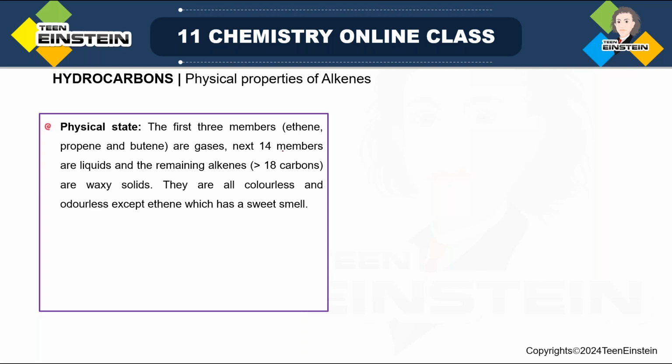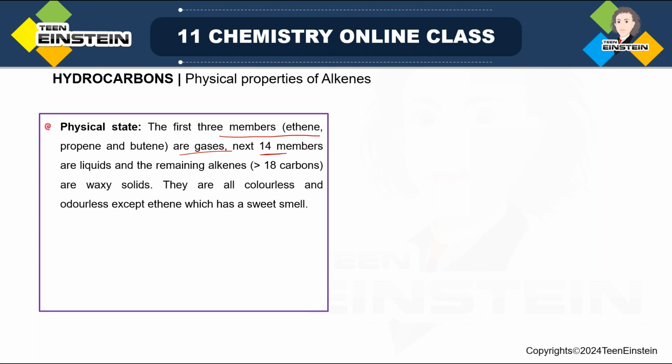So physical state: the first 3 members of alkenes, that means ethene, propene, butene, are gaseous. Now for the next 14 members, gradually as you move to the 4th member, 5th member, 6th member, molar mass is increasing, and when molar mass increases, van der Waals interaction increases, and that is the reason they move from gaseous state to liquid state. Because when van der Waals interaction increases, it means the intermolecular force between two molecules is increased, so they come close to each other. So with increase in molar mass, their physical state changes from gaseous to liquid.